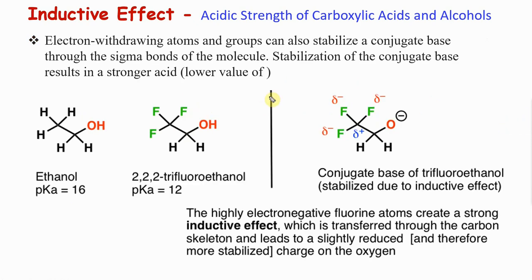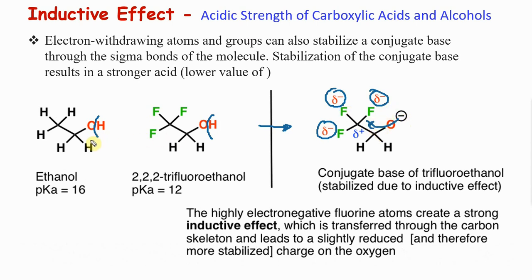The next thing we are going to see is that electron withdrawing groups can also stabilize the conjugate base. So this is ethanol, and this is trifluoroethanol. We are going to look at cleavage of this bond. The acid gives you the corresponding alkoxide ion. This is a negative charge. Look how many fluorines are here to help stabilize the negative charge. They are pulling the negative charge, so they are stabilizing it.